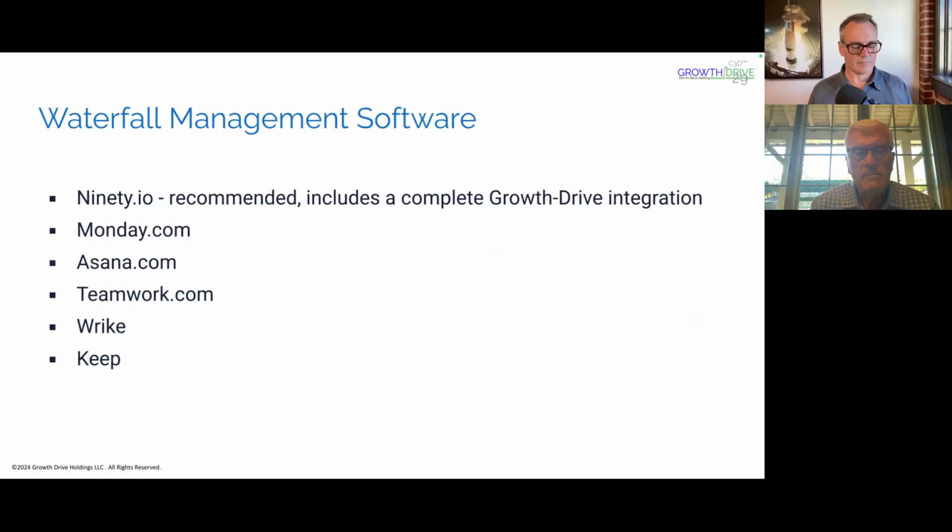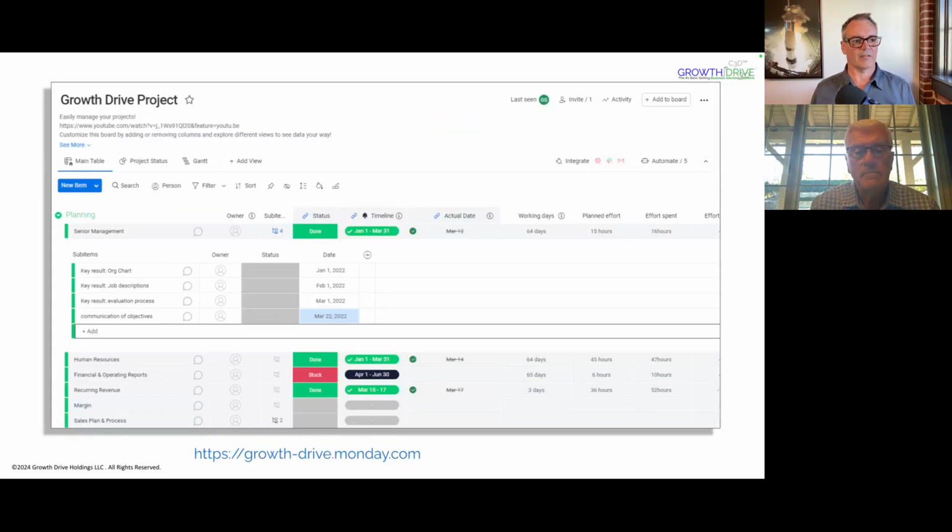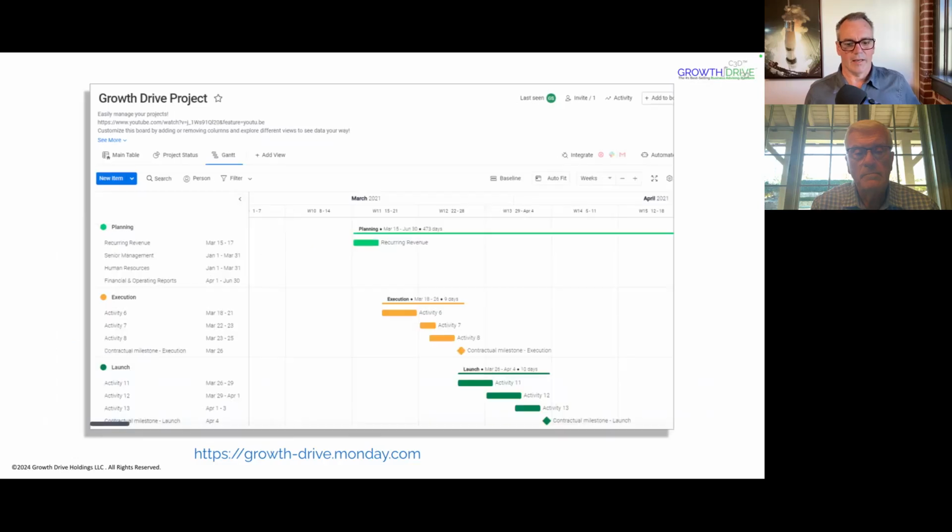These build. Mentioned a few waterfall management software. 90.io is what we recommend. We have a complete integration in there, but there's some other great software. If you're used to using them, don't reinvent the wheel. Monday.com, Asana, Teamwork, Wrike, Keep. Even the Excel spreadsheet, okay, a whiteboard. So here's a growth drive project in Monday.com, for example. And it allows you to take a bunch of different looks at the same data and build those waterfalls.